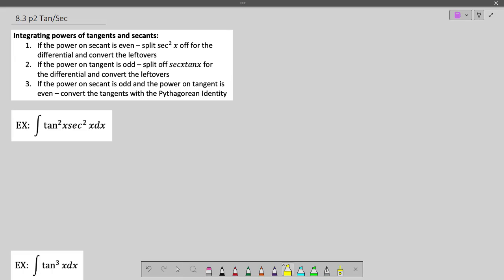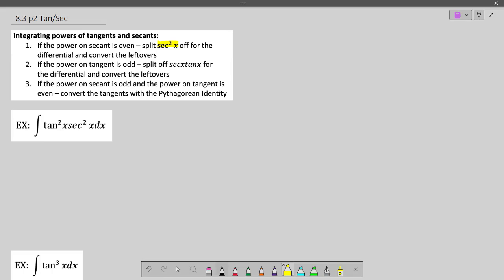So if the power on secant is even, we're going to split off a secant squared. What function has secant squared as its derivative? Tangent. So the idea is that if we can pull off a secant squared and group it in that little blue box on the right with the differential, then we're going to let u equal tangent, so that its derivative is over on the right with the differential.